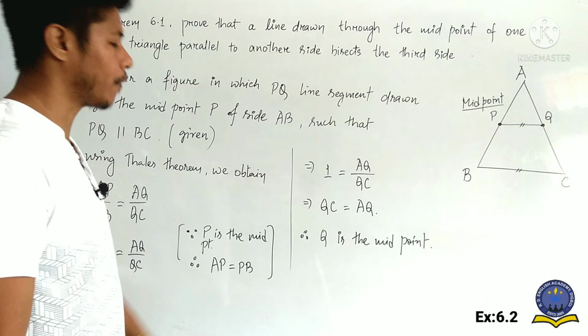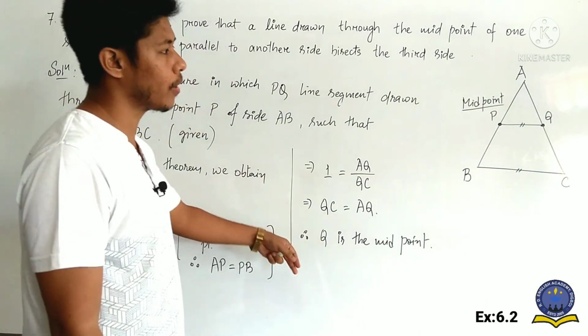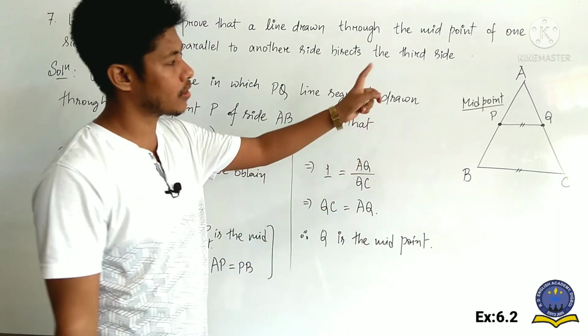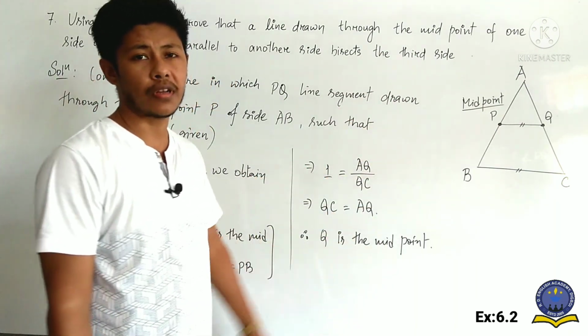In this way we can prove. Finally you have to write down the conclusion. What you have to write? Hence this PQ line segment bisect the third side, and the third side is which one? AC. And this one is our proof.